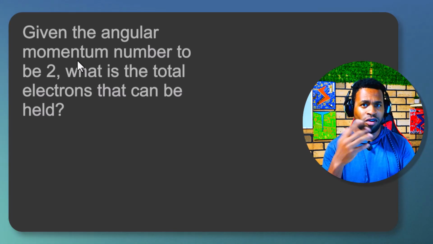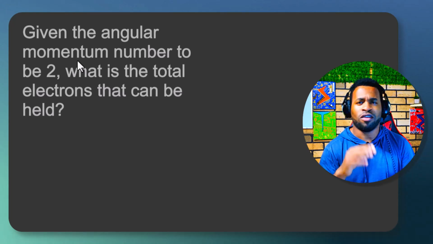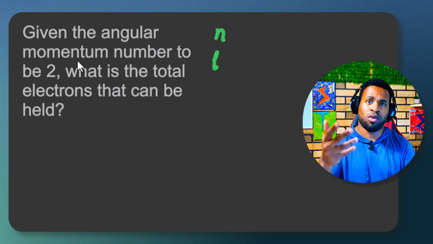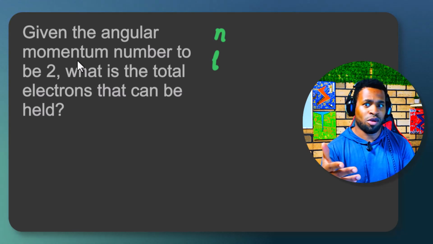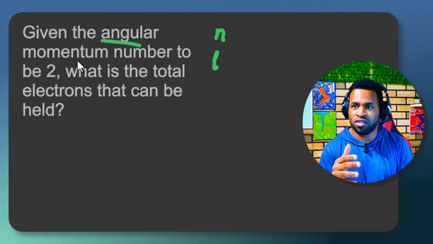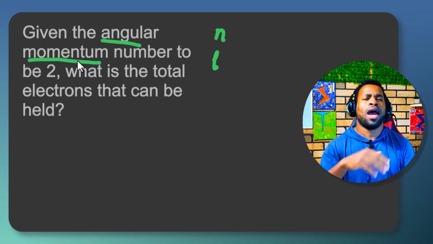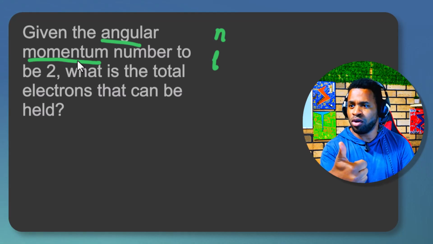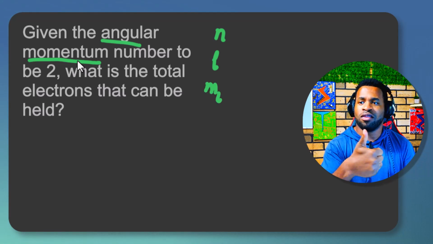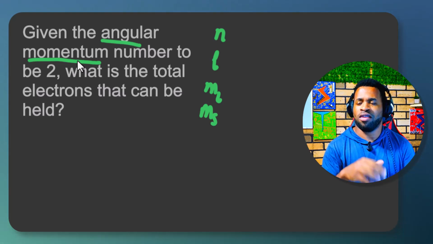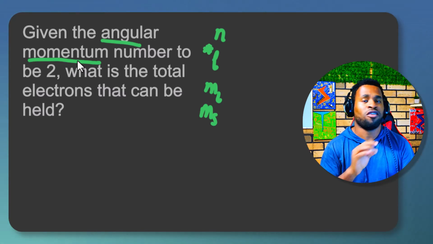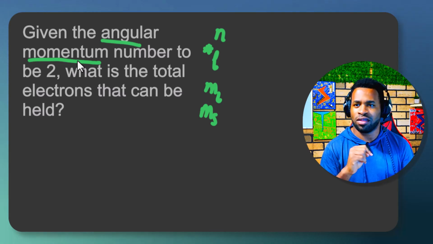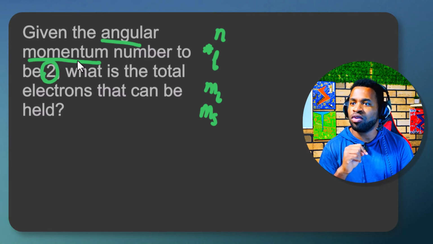In our previous videos, we looked at the 4 types of quantum numbers. We looked at the n, which is the principal quantum number. We looked at the l, which is the angular momentum, which is what we are going to be focusing on for this video. And there are other quantum numbers like the magnetic quantum number, which is ml, and the spin quantum number, which is ms. We're going to be looking at the l specifically, and the l here, according to this question, has a value equal to 2.